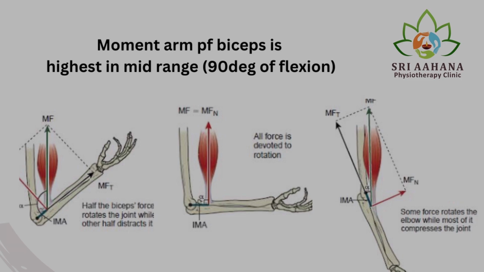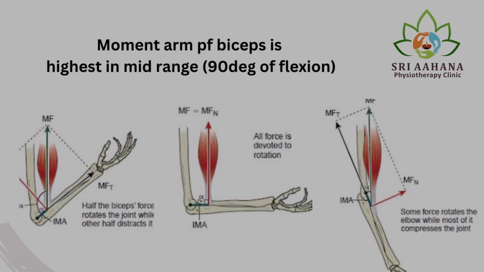When you put the hand in complete extension, the momentum is the shortest for the biceps. So this position becomes the weakest position for the biceps muscle. As you gradually move up to flexion of 90 degrees, the momentum is the maximum here. So mid-range is the point where the biceps muscle is the strongest because of this reason.